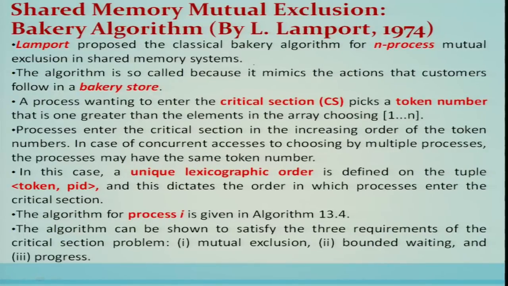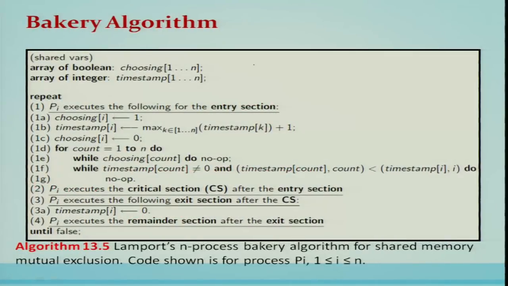The algorithm can be shown to satisfy the three requirements of the critical section problem: mutual exclusion, bounded waiting, and progress. This is the Bakery algorithm, Lamport's n-process Bakery algorithm for shared memory mutual exclusion.